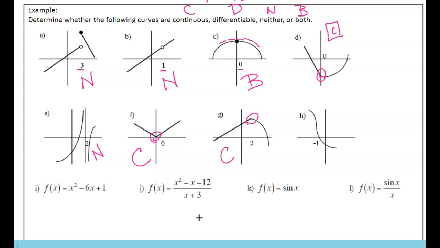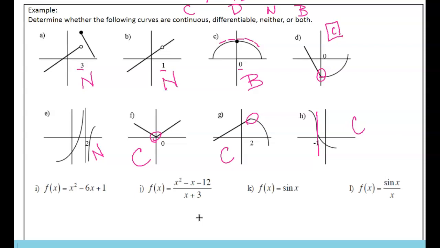And H is kind of tricky. At -1, it is continuous, but there is a brief vertical asymptote. It is really, really hard for you to identify, so just be aware of that. So this one is also continuous, but because I had a vertical asymptote, it's not differentiable there. When you go to take the derivative, it would be an undefined slope.